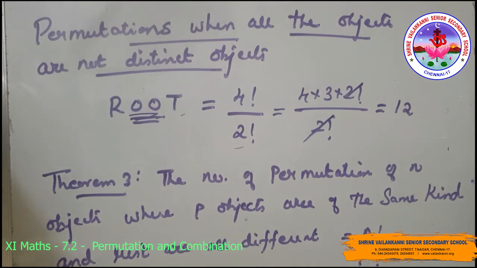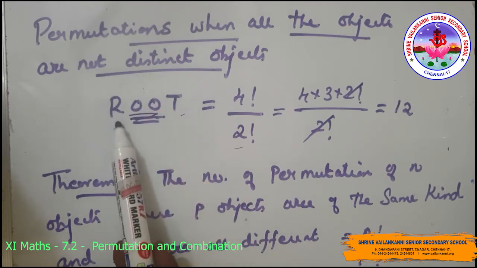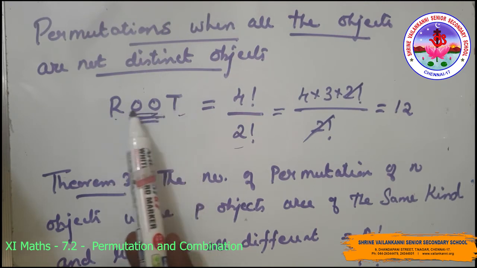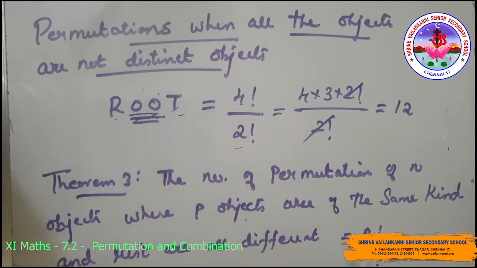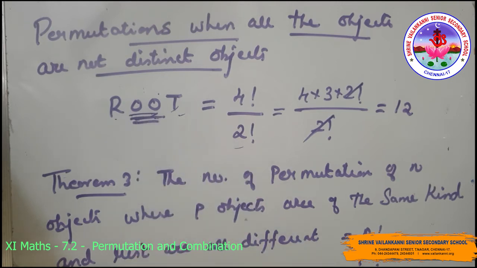So theorem 3: the number of permutations of n objects where p objects are of the same kind and the rest are all different. So we can use this formula n factorial by p factorial. Here, using this example, we have ROOT. There are 4-letter words, so which is n factorial. Then 2 objects which are of the same kind, O, so which is 2 factorial. So n factorial by 2 factorial.